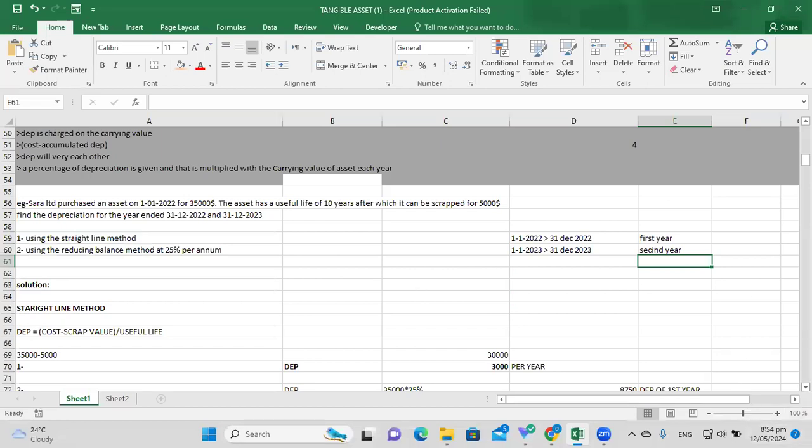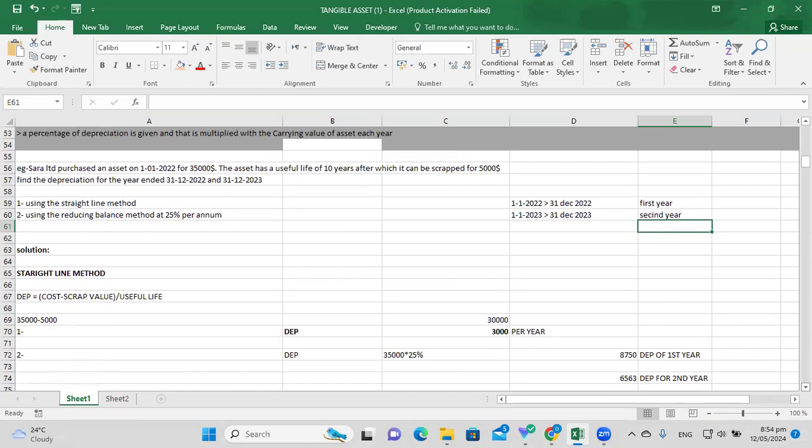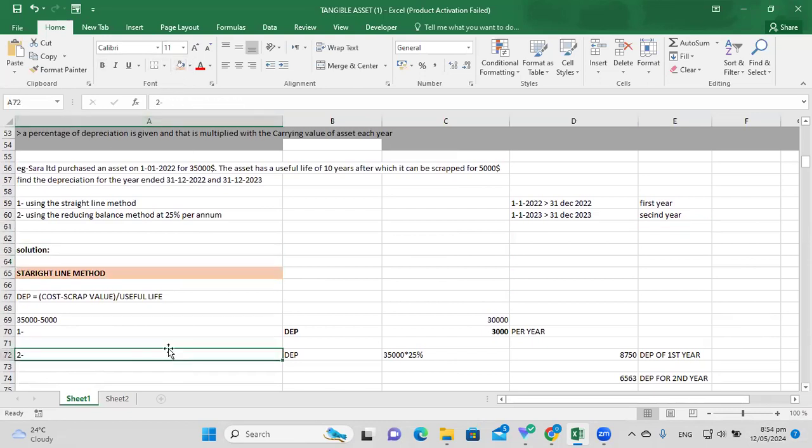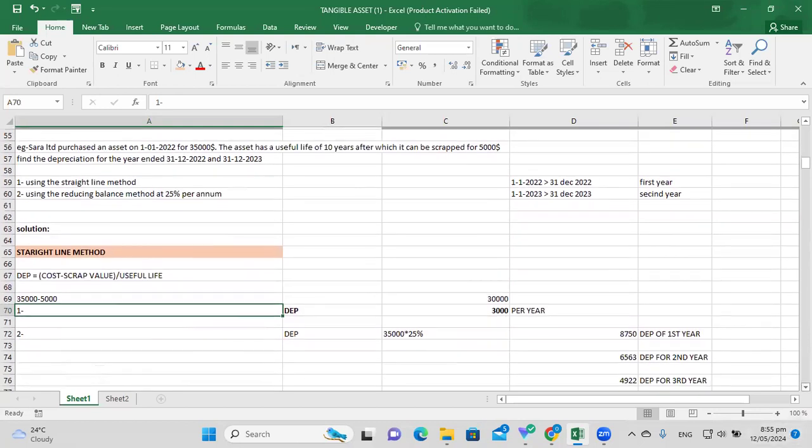Now, how do we find the depreciation using the straight line method? Let's have a look at the solution. The formula we use for the straight line method is (cost minus scrap value) divided by useful life. The useful life of the asset, the life of the asset, is given in the question: 10 years. So now let's apply the formula.